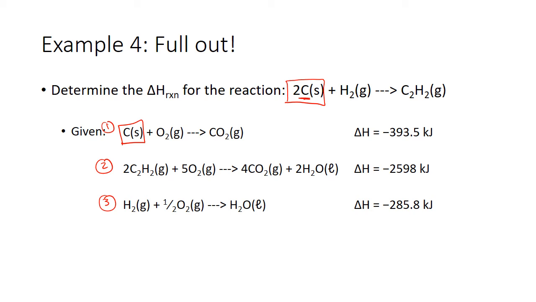But what's the problem? We need 2 carbons here. Is that what we have in this equation? No. So in order to get those 2 carbons, we're going to have to double this equation. Doubling, so we're going to have to double the delta H value as well. If we run the equation twice, if we use twice as much of everything, we're going to produce, exothermic, twice as much energy. All right, so we've taken care of the 2 carbons.